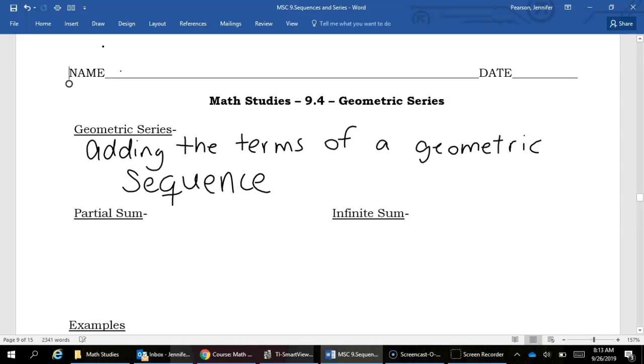I think this one is a little complicated because we are adding up numbers that we got after we multiplied. But just like the arithmetic sequence versus series, a geometric sequence is just a list of numbers. A geometric series is adding the numbers from that list. We have a way to add a couple numbers. That's called a partial sum.